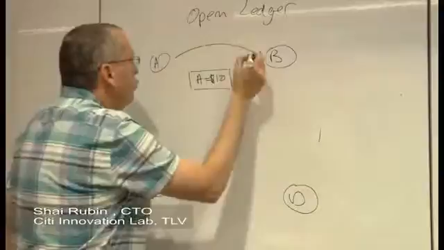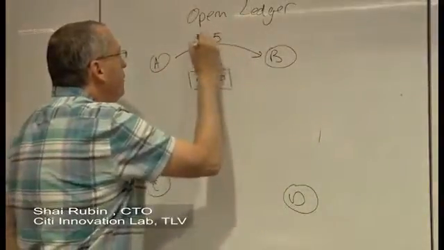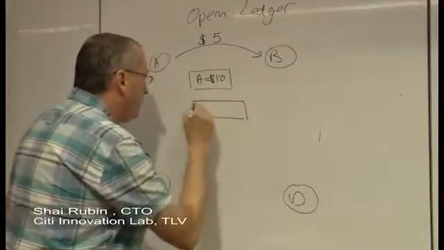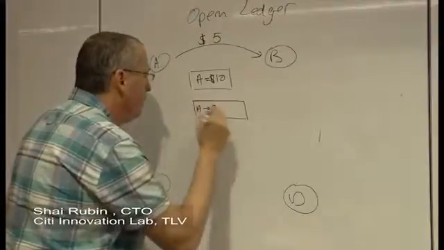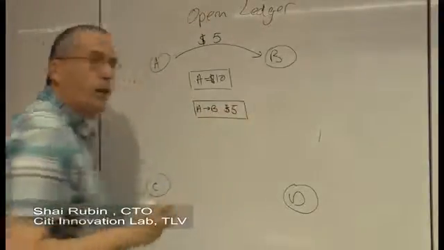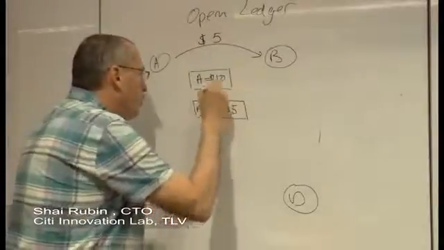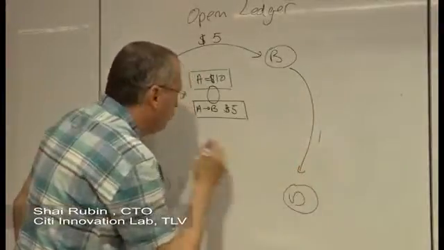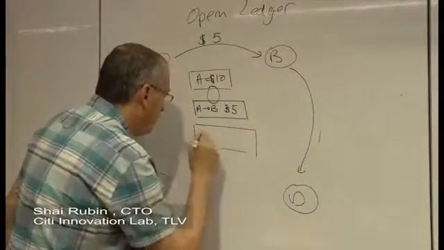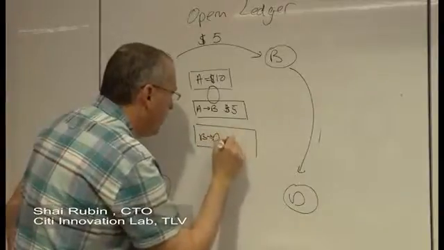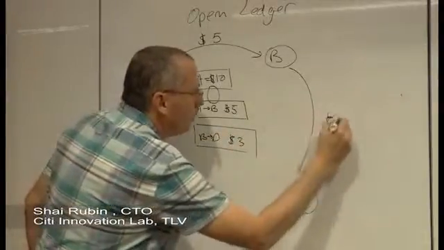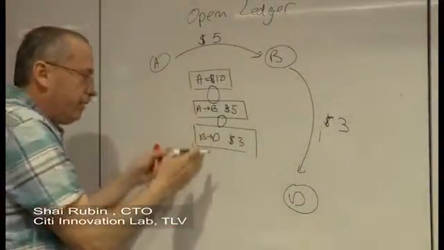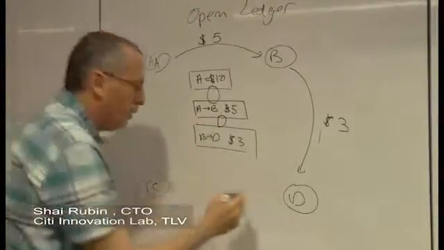Let's say that A wants to move to B $5. What is going to happen is that we are going to add a transaction, A moves to B $5, and we are going to link it into the already existing transactions. Then let's assume that B wants to move to D $3. So we are going to do the same. We are going to link another transaction into the ledger, into the chain, that says B moves to D $3.